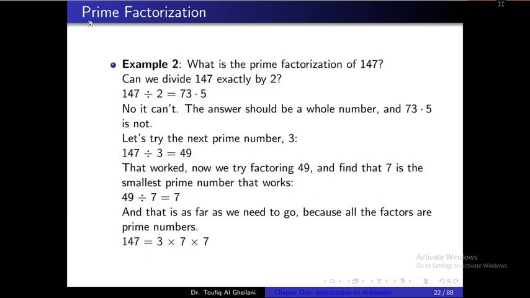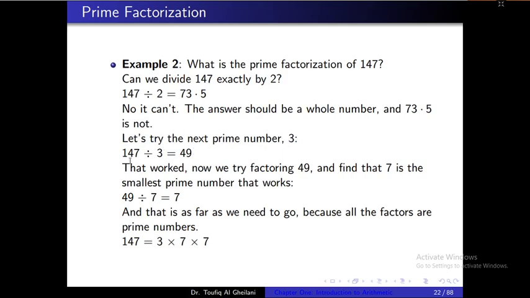Another example, what is the prime factorization of 147? Can we divide 147 exactly by 2? 147 divided by 2, the first prime number, is equal to 73.5. So no, we cannot. The answer should be a whole number, and 73.5 is not. So let's try the next prime number, which is 3.